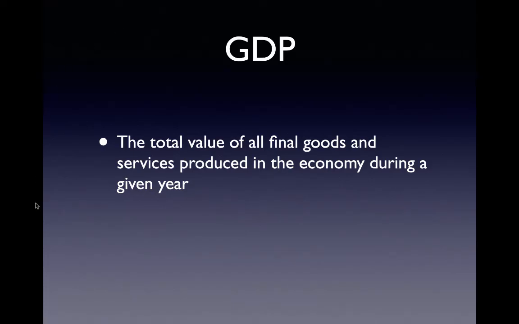Quickly talk about the definition of GDP and some of the things that it includes and doesn't include, and then we'll get into some basic calculations. So gross domestic product: the total value of all final goods and services produced in the economy during a given year. So basically what we're trying to measure is production of new goods, and final means we want to not include intermediate goods.